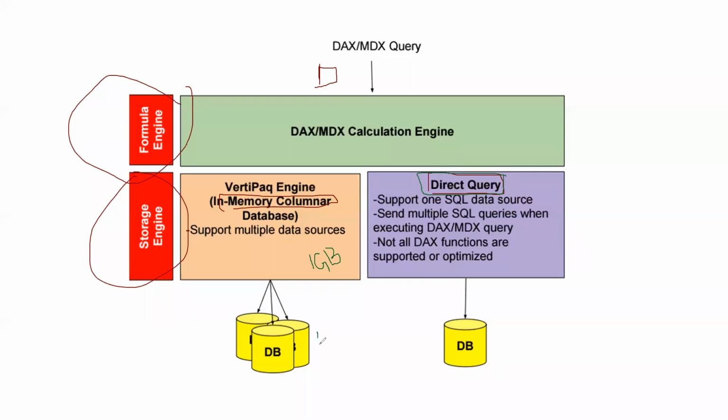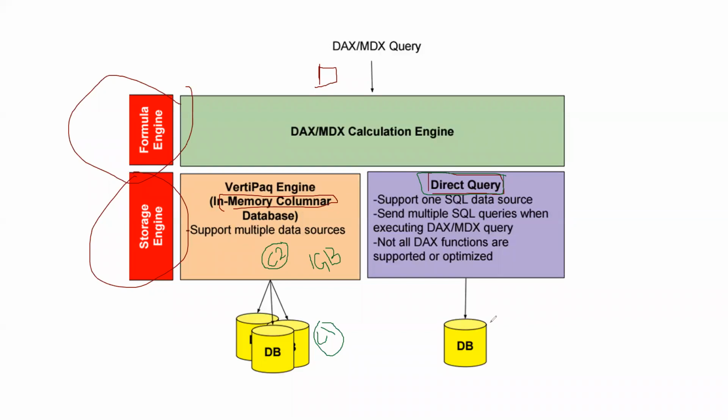So here we will have one copy. Let's say this is copy one, which is in the database. And once you use import mode, this will have another copy. That's the reason we have gateways, to keep this copy and the copy available in Power BI up to date. Okay. And when it comes to direct query mode, you're directly connecting to the database.